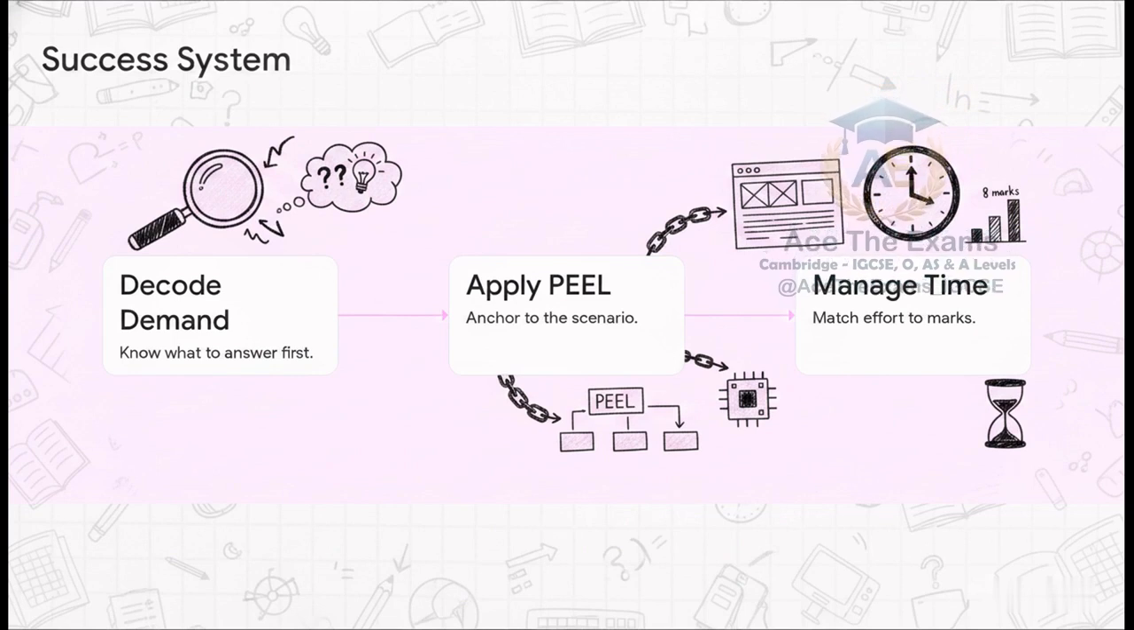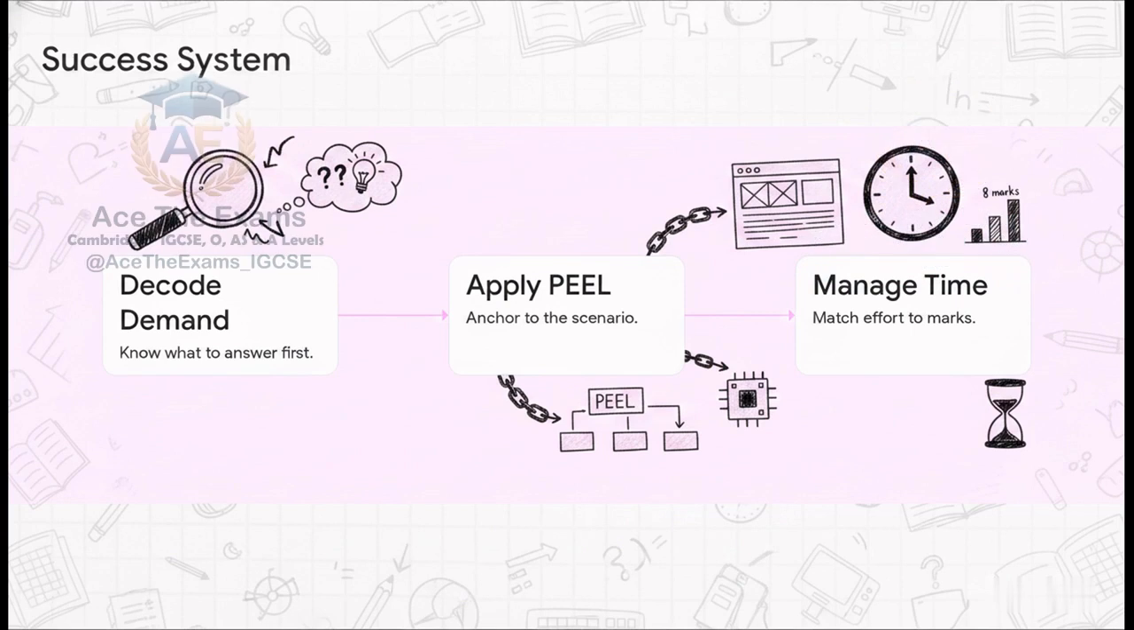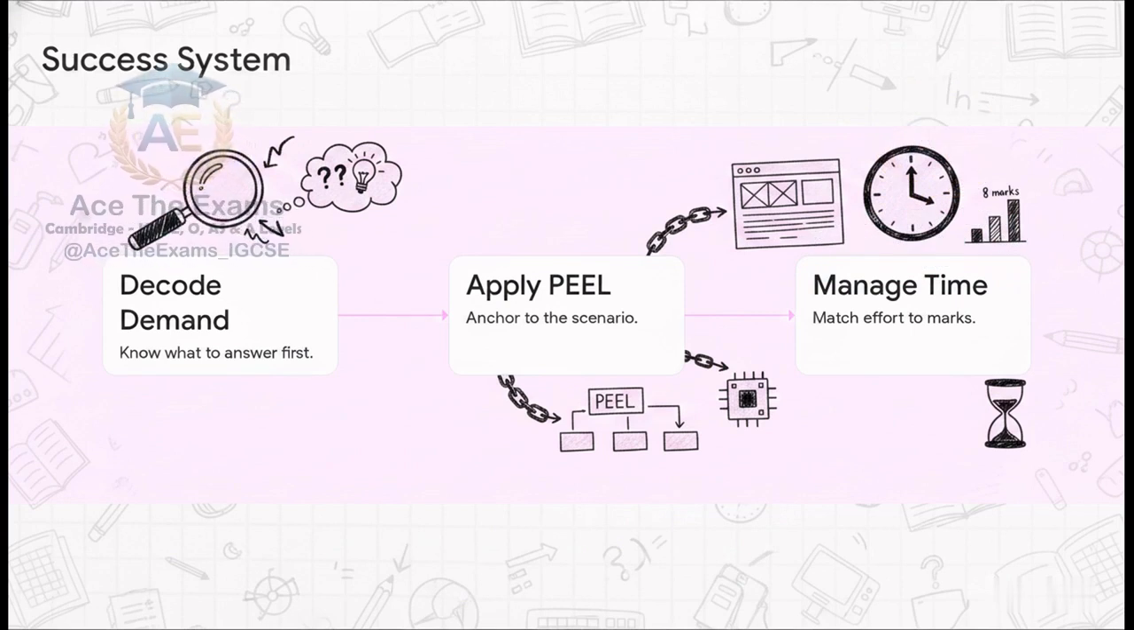Rule number 2. PEEL framework application. Application first is literally the only way to write. Point, evidence, explanation, link. You have to anchor every single technical fact you know to the scenario provided, whether it's an e-commerce website, a school network, or an embedded system.